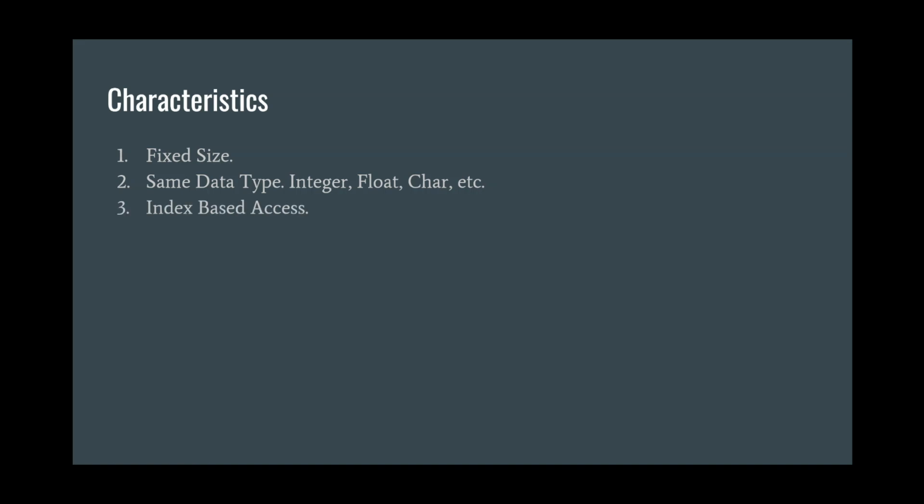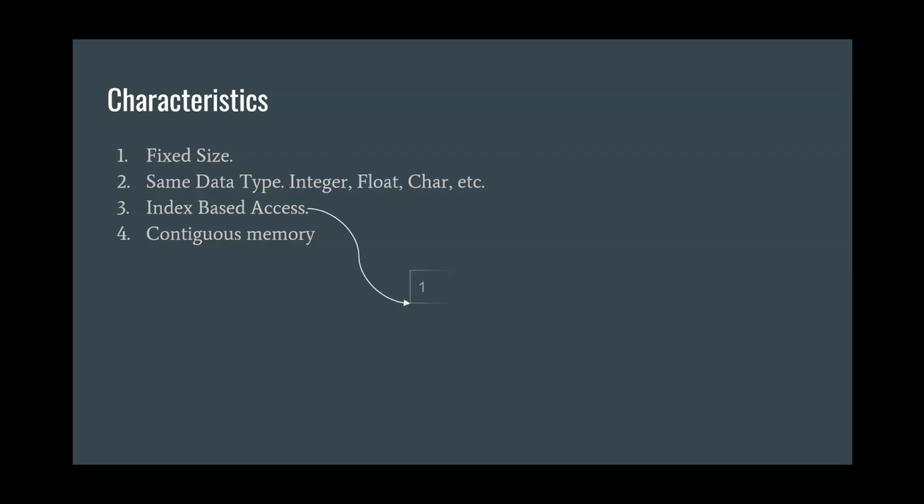Now, what are some characteristics of an array? First, the array is of fixed size. Once you have defined an array in any programming language, you cannot change the size of that array. The next is that any array that is defined is of the same data type, like integer, float, character, or any complex data structure. Third, the array is based on index. Contiguous memory we have already known about.